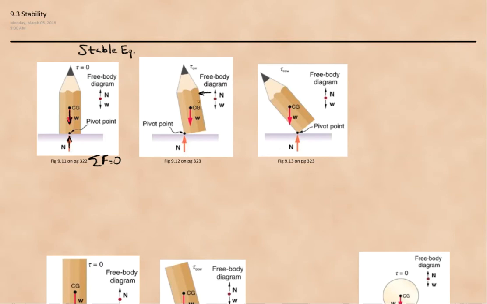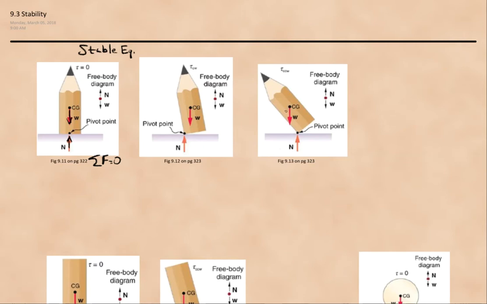The reason we classify this as stable equilibrium is because if we displace it a small amount, say we push this to the side, tip it a little bit, and then release that, it will return back to its original position. That's what we call stable equilibrium. We displace it a little bit from equilibrium, we let go of it, it returns to its equilibrium position.